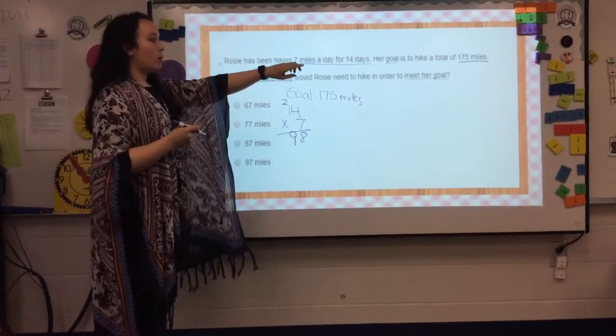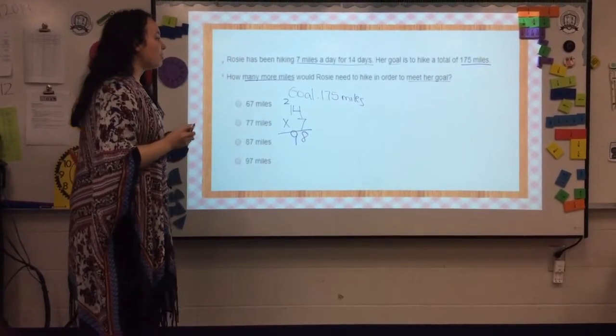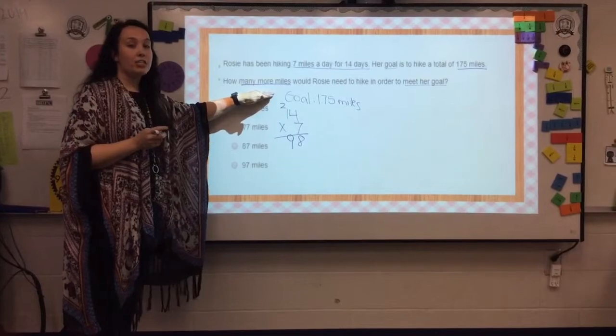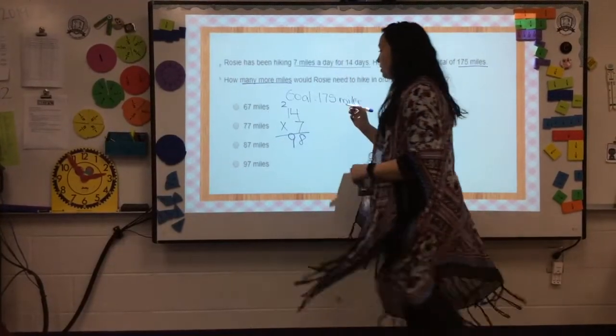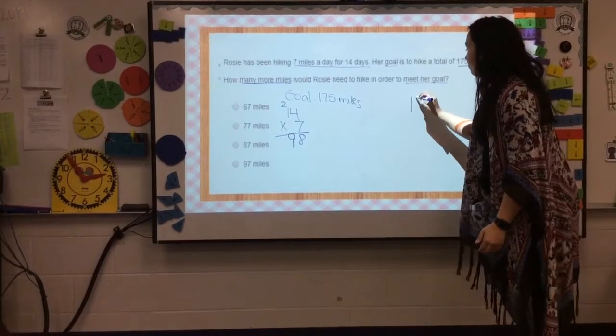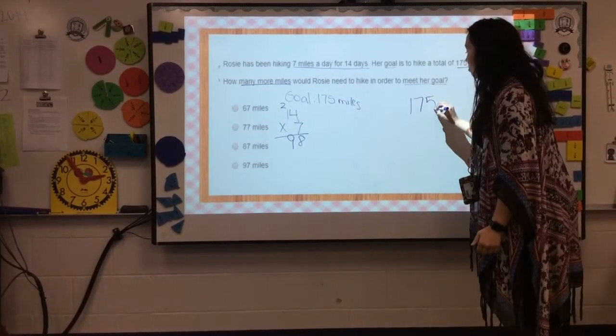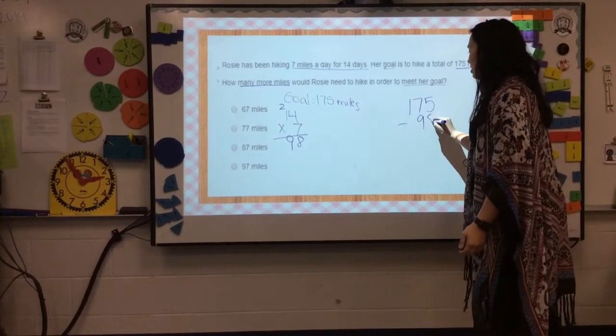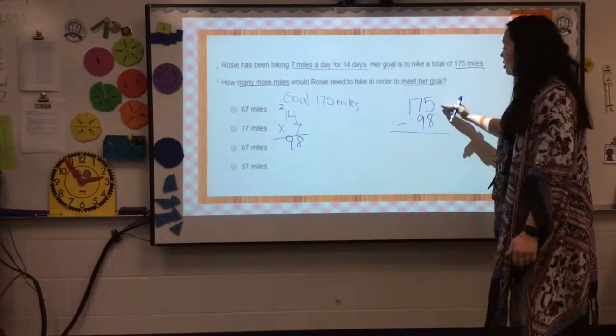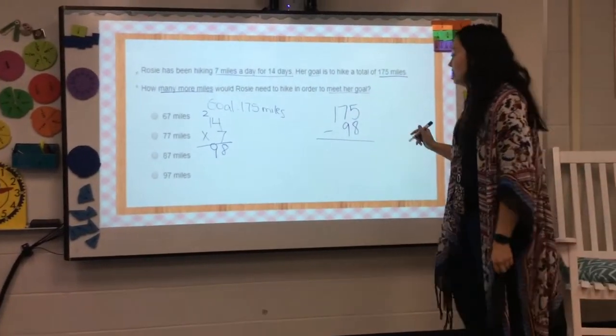So I go to the next part. Her goal is 175 miles, and we're trying to find out how many more she has to go. Well, she's already gone 98. So what we want to do is take what we've already done and subtract it from our goal, because our goal is 175, but we don't want to forget about what we've already done. So we're going to do 175 minus 98.